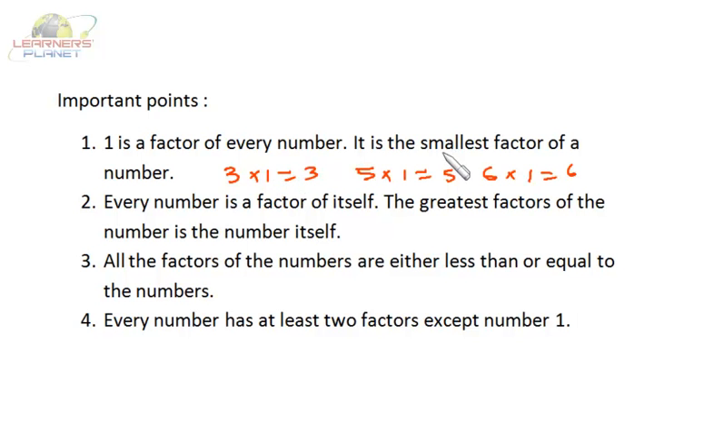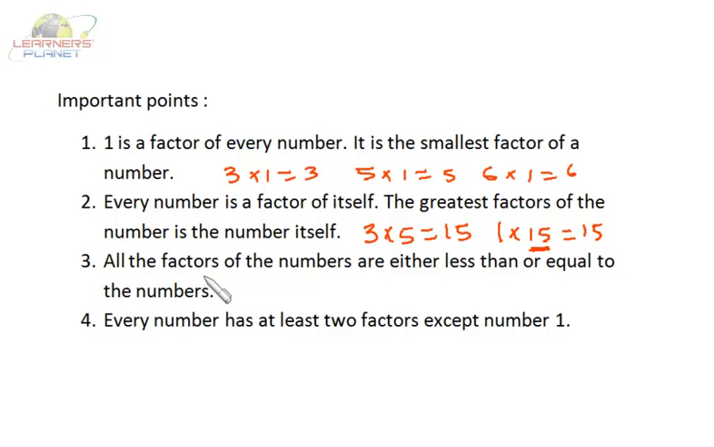And definitely it is the smallest factor of a number. Now, every number is a factor of itself. The greatest factor of a number is the number itself. Suppose I multiply 3 into 5 and I get 15. In this case 3 and 5, both of them are factors of 15. And if I multiply 1 into 15 and get 15, that means 15 is the biggest number which is a factor of 15. So you should always be clear of it.